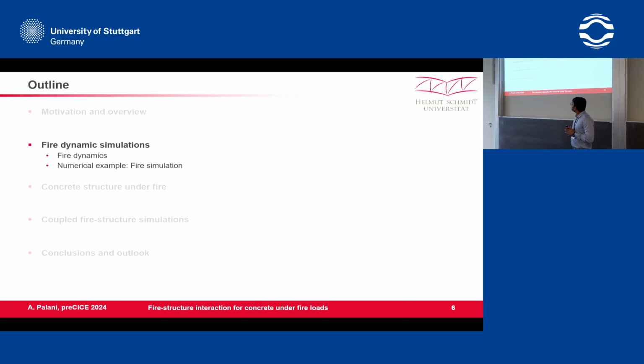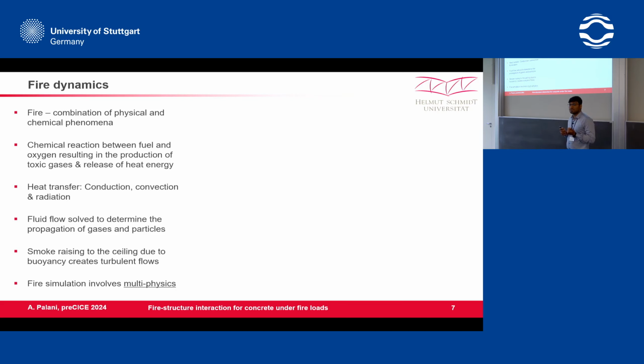Next we move on to the fire dynamics simulations. At first I will try to explain a basic view of the physics involved in a fire. Fire is a combination of physical and chemical phenomena. How does a fire occur? Fire is a chemical reaction between a fuel and the oxygen in the surroundings. When this chemical reaction occurs, we get a lot of byproducts, a release of toxic gases, and a huge amount of heat energy.